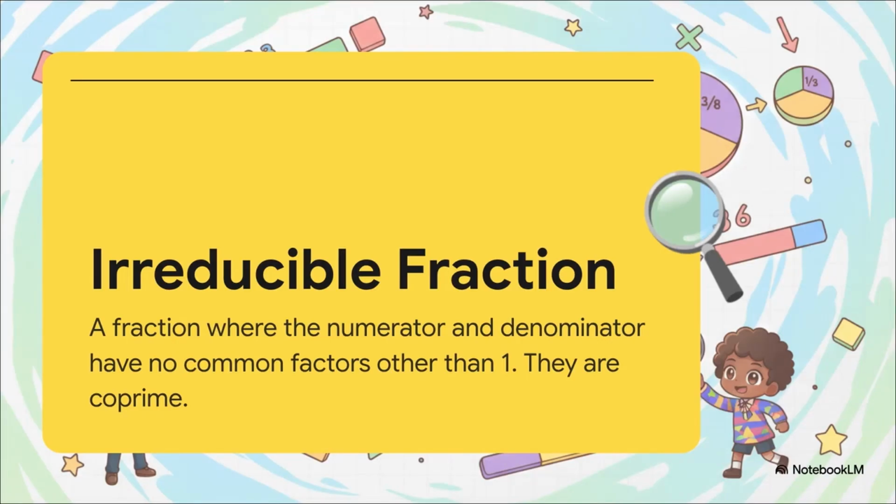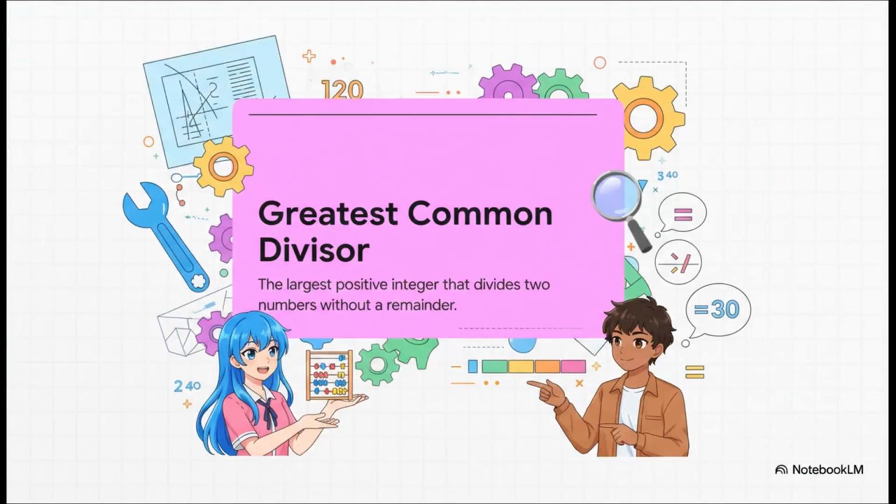So, what's our goal? We want to get to what's called an irreducible fraction. That's just a fancy way of saying it's in its simplest form. A fraction where the top number and the bottom number have no factors in common, except for good old number 1. To do this smart way, we need a different tool for our toolkit, the greatest common divisor, or GCD. This is simply the biggest number that divides perfectly into both our top number and our bottom number. So for 120 and 90, that number is 30.